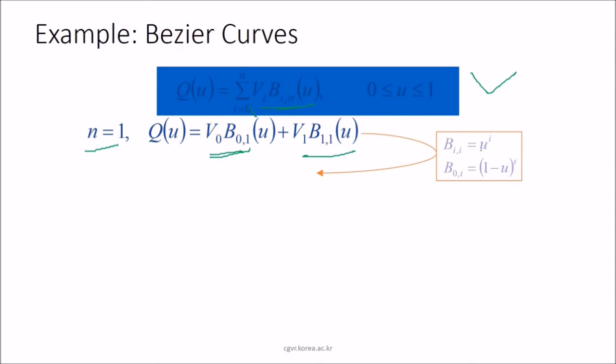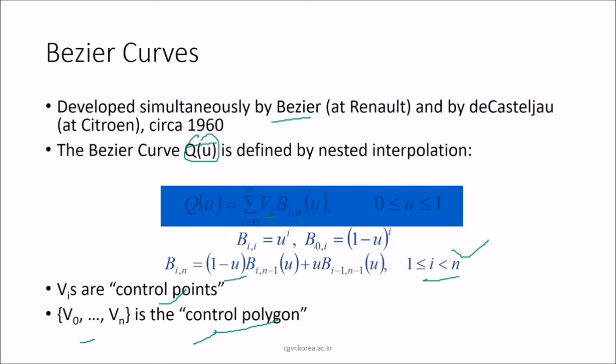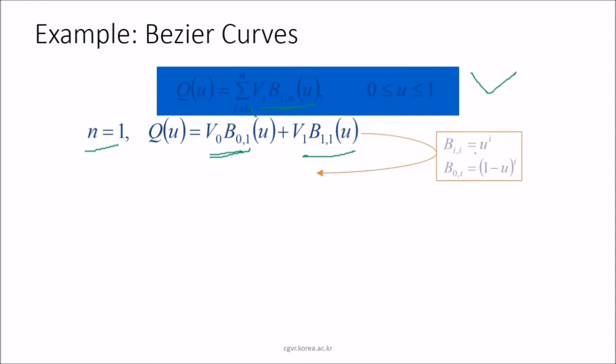You know what B_i^i is from the previous expression. These are the expressions already known. B_i^i is u to the power i, and B_0^i is equal to 1 minus u to the power i, and u varies only from 0 to 1. So this becomes V0 (1 minus u) plus V1 u.